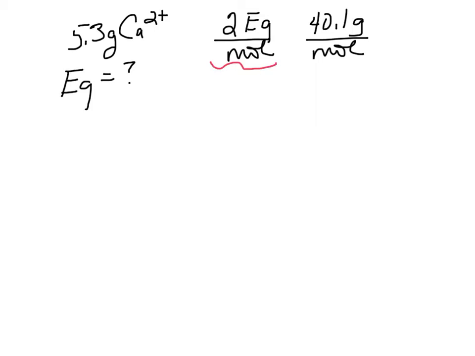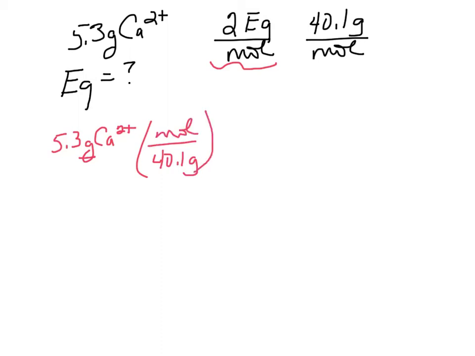So here I could take my 5.3 grams of my calcium ion. Now I'm going to convert that to moles because I have grams on top here, so I know I need to have grams on the bottom so that I can cancel that out. This gets me to my moles of calcium, so grams cancels with grams. Now if I stopped here, I'd have moles of calcium, but that doesn't get me where I want to be.